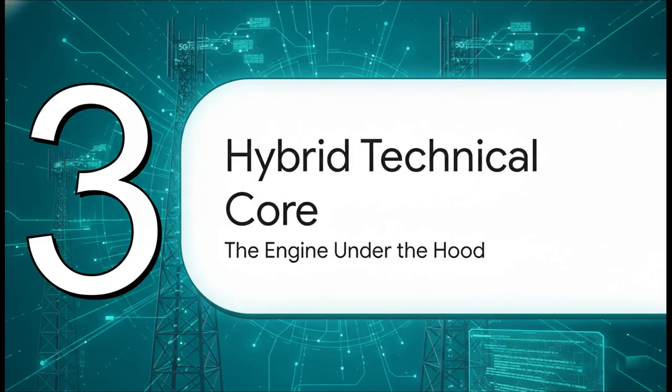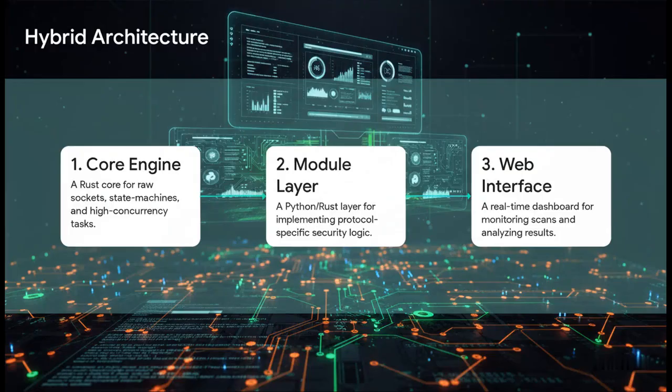So, let's zoom in a bit on that hybrid technical core. We've talked about Rust for speed and Python for flexibility, but how do they actually work together? Let's look at the engine under the hood. The whole thing is this beautiful three-layer system. Down at the very bottom, you've got the Rust core, right? It's handling all the tough, super high-speed work.